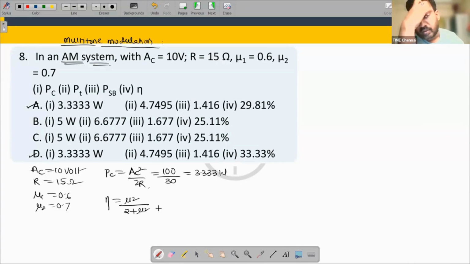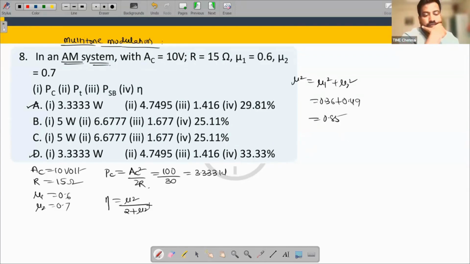Eta is mu square by 2 plus mu square, where mu square is mu1 square plus mu2 square. That is 0.36 plus 0.49, that's 0.85. 0.85 by 2.85 into 100 is 29.81%. So this will be the answer.